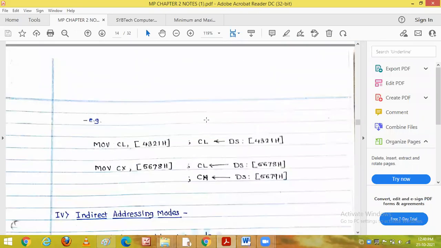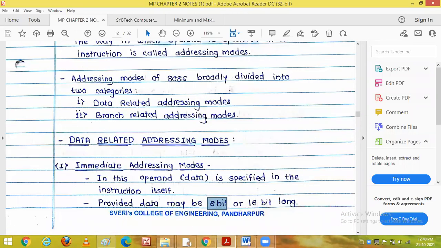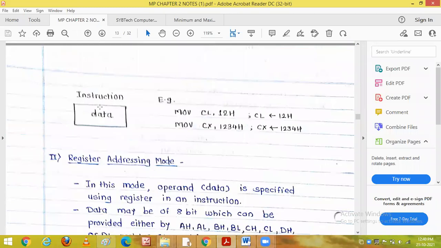So it is the immediate addressing mode. For example, what is the instruction with the data? The data you have to use along with the instruction only. What is the data? The data is nothing but 12h. That one we say is immediate. So next one, register addressing mode.